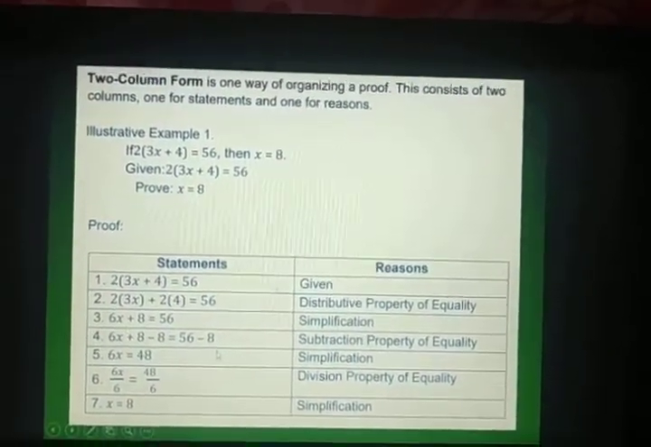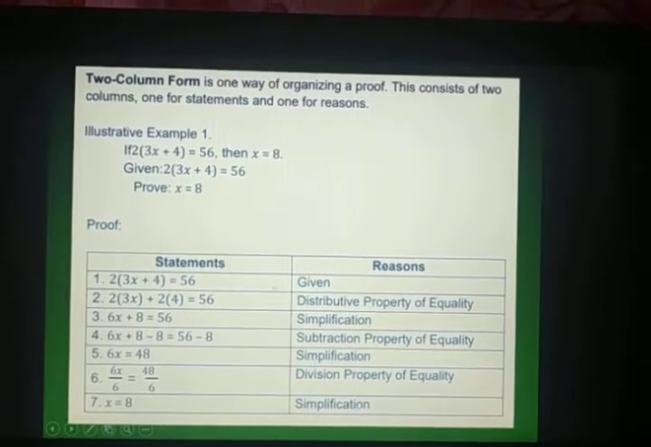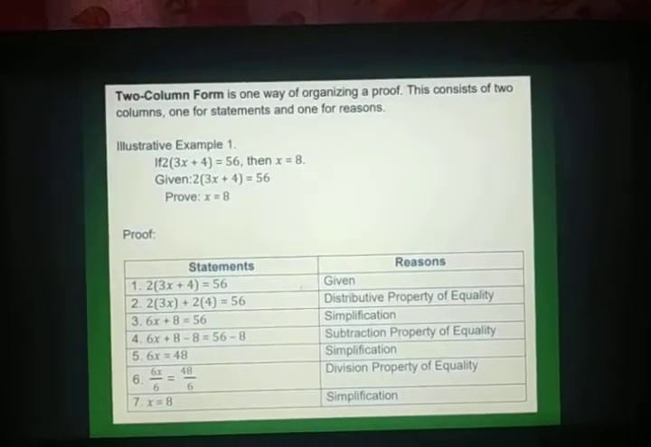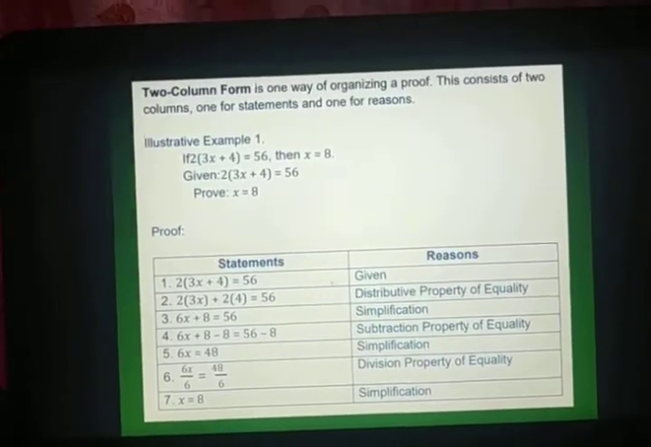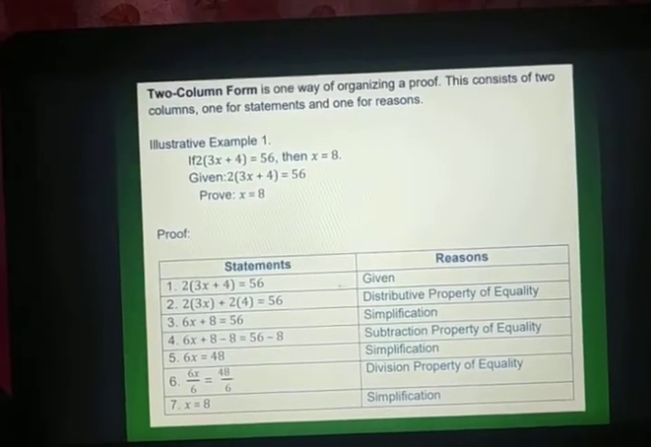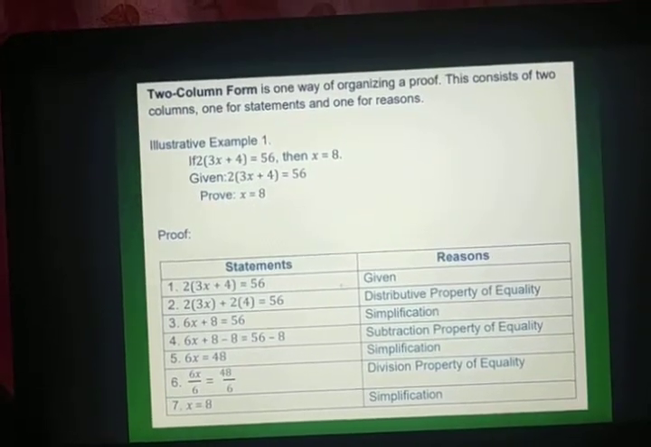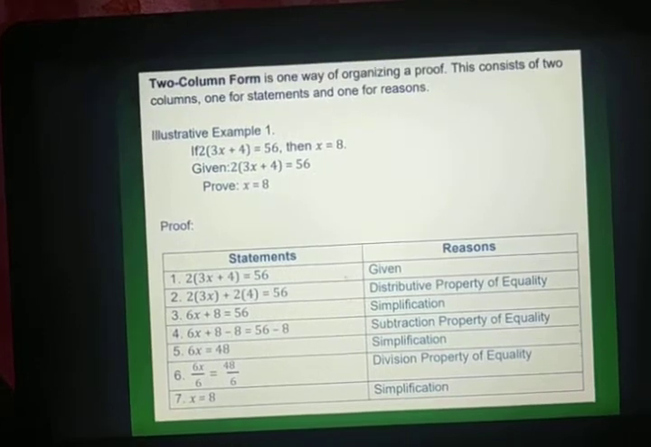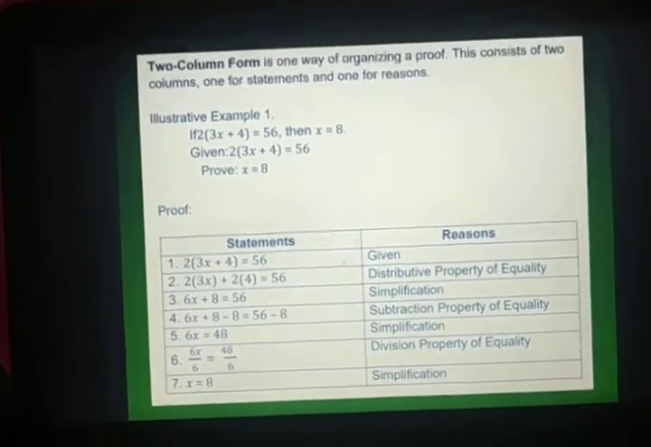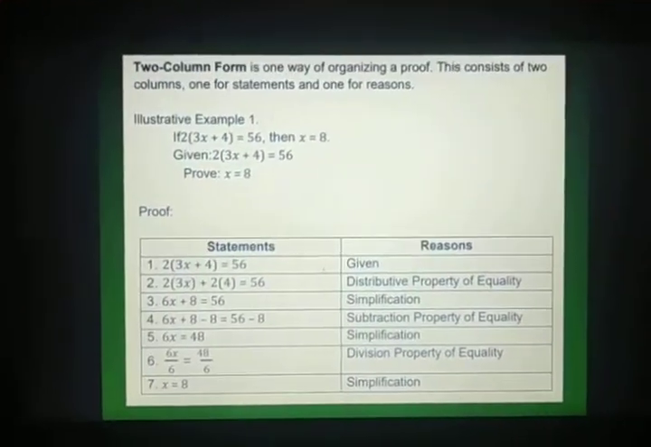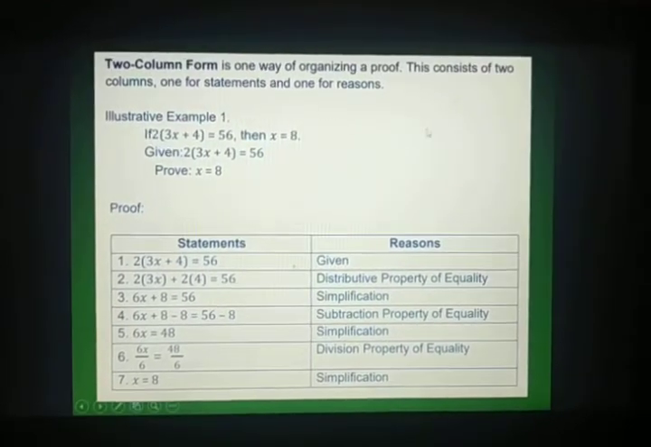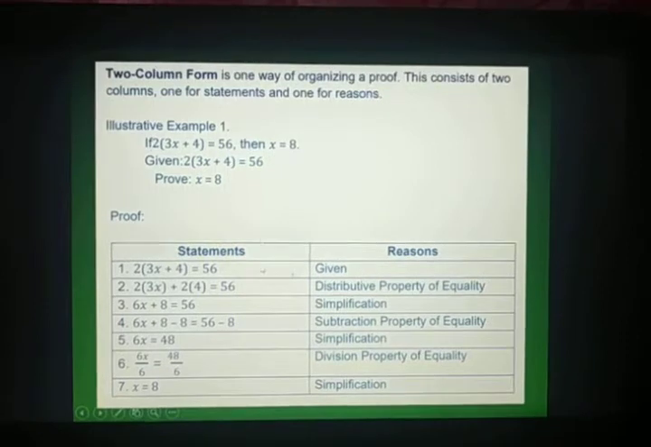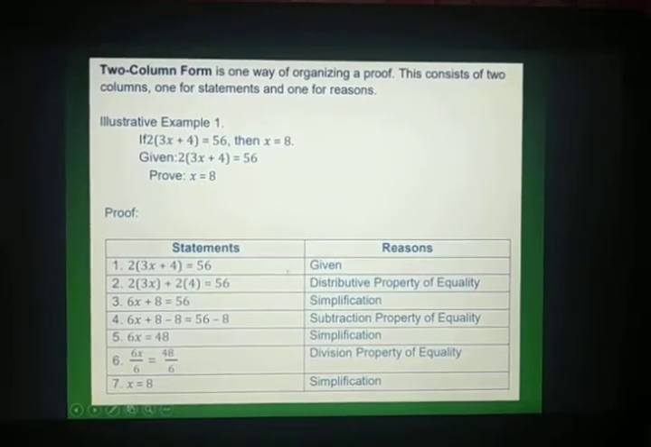Here is one way of organizing your proof. There are two ways of organizing a proof. You can use if-then, just like what we practiced before: if this is like that, then this. The other one is the two-column form, like the example I showed earlier. The two-column form is one way of organizing a proof. This consists of two columns, one for statements and one for reasons. First column statements, second column reasons.